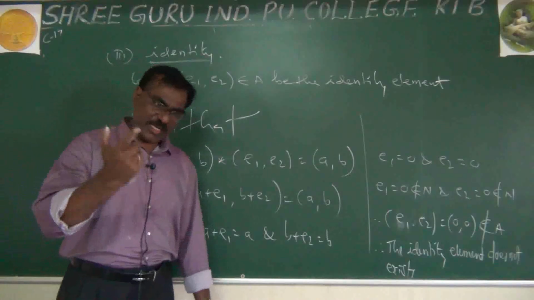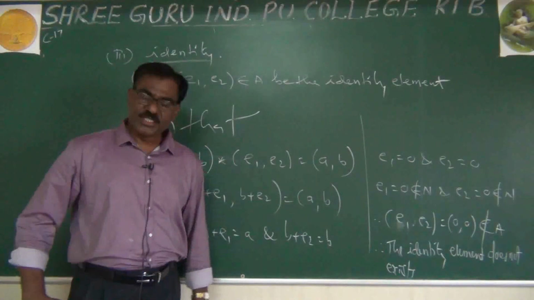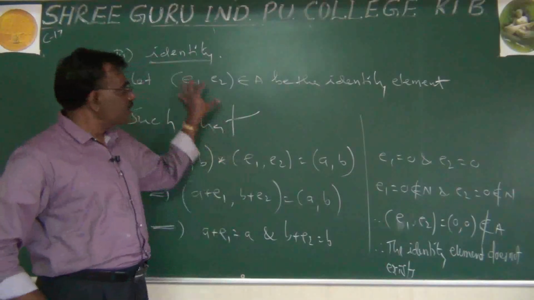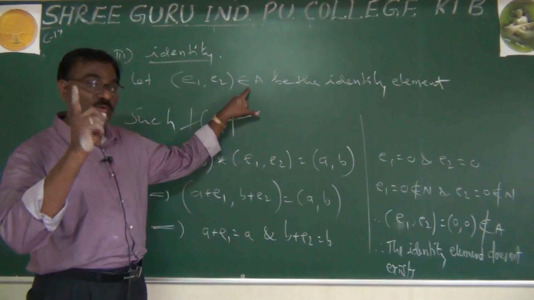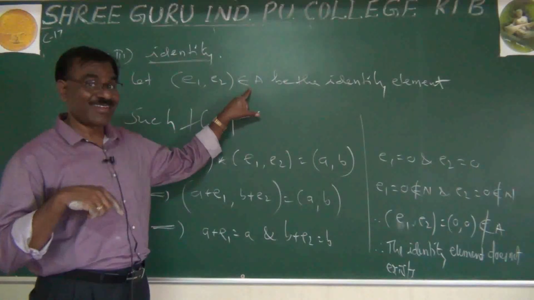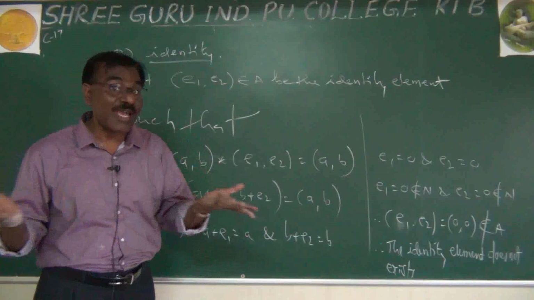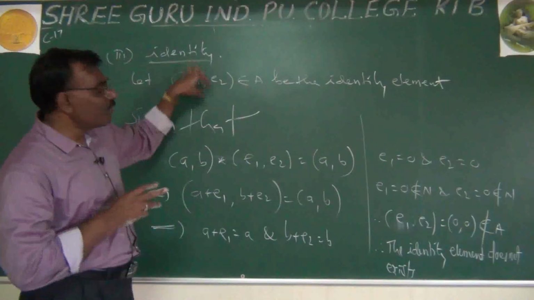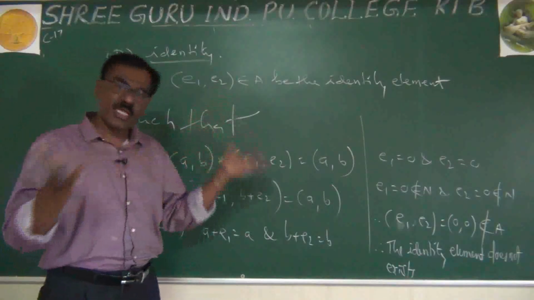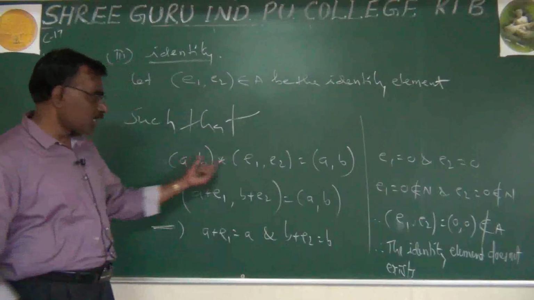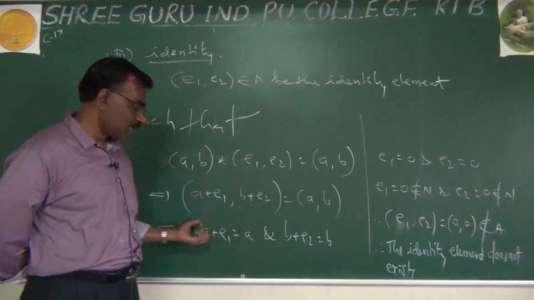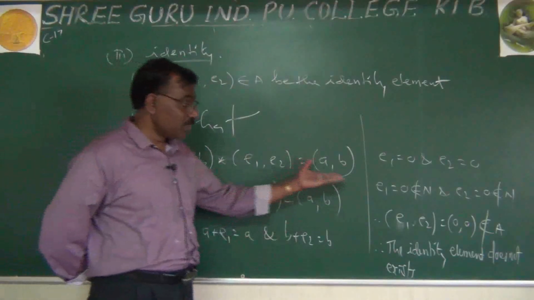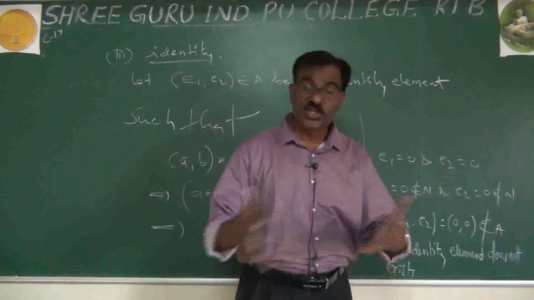I am selecting (E1, E2) as the identity element. This ordered pair belongs to A only, but (E1, E2) belongs to what? Natural numbers. Its element is a natural number, and the ordered pair stays in A. So A star E equals A. Equating, you get E1 and E2 both are 0 only.